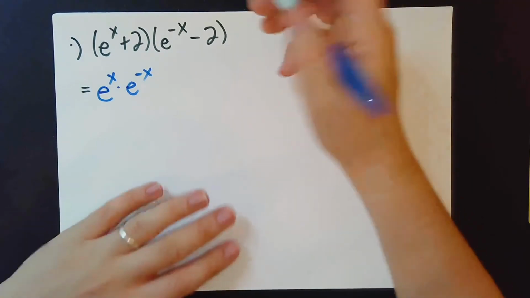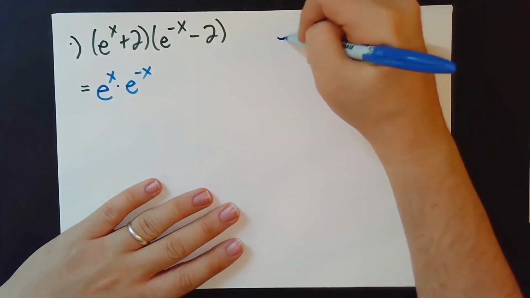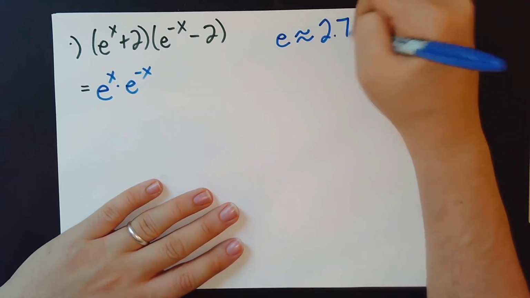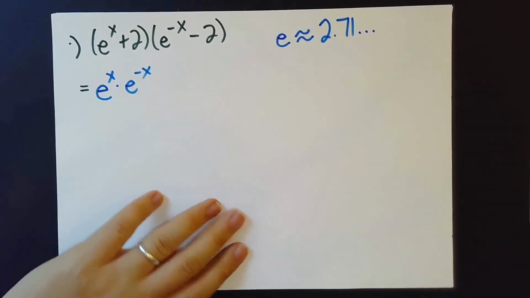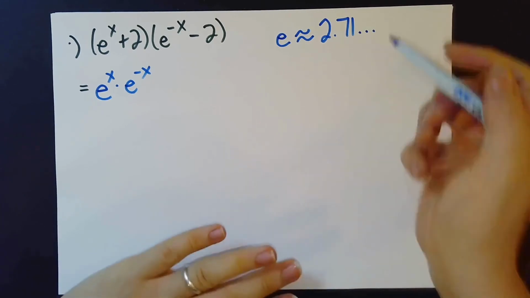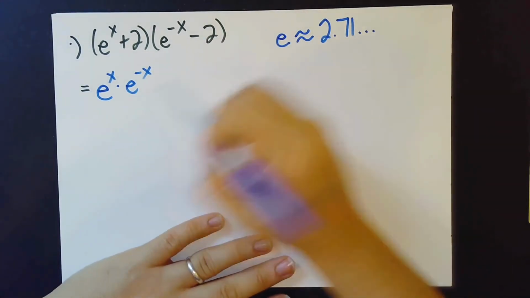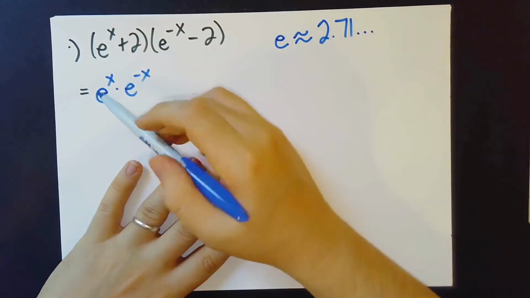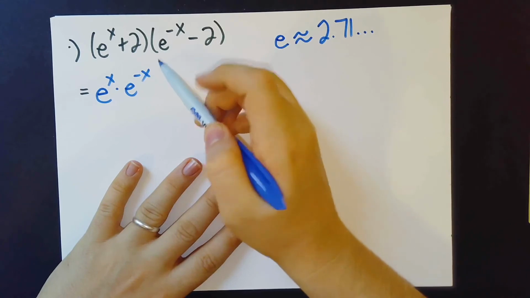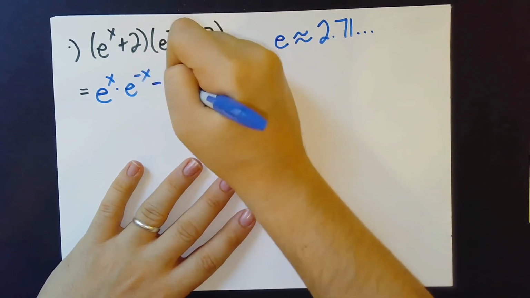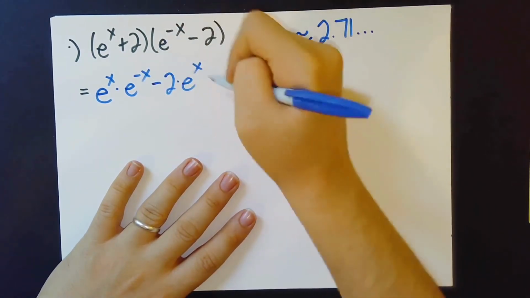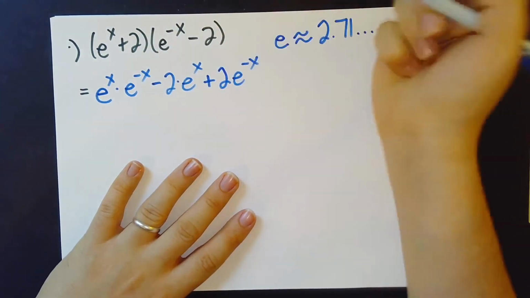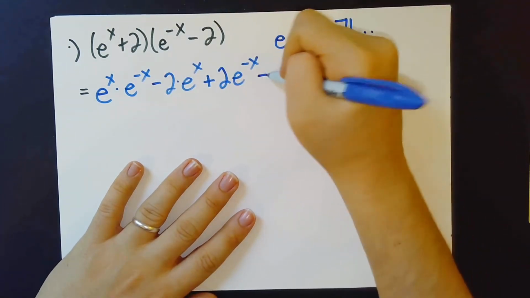And I should mention here, by the way, e is just a number, and we'll be talking a lot about e later, but anytime you see e, it's this specific number that's something like 2.71. But we're just going to leave it as e. We're not going to replace it with a decimal or anything like that. So we've got e to the x times e to the minus x, then minus 2 times e to the x, plus 2 times e to the minus x, and then minus 4.